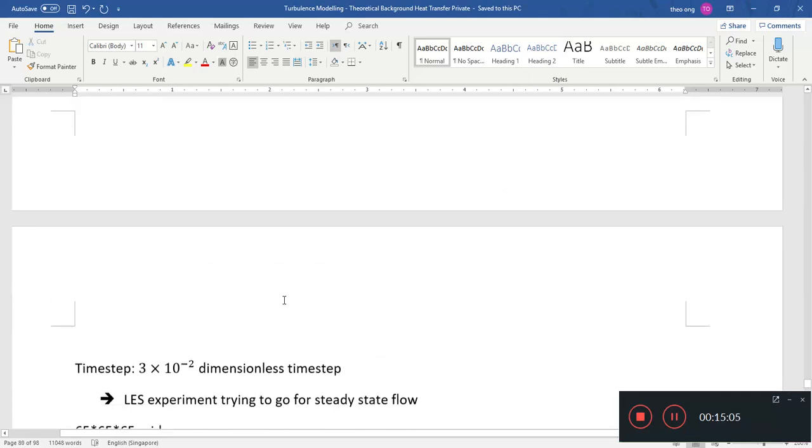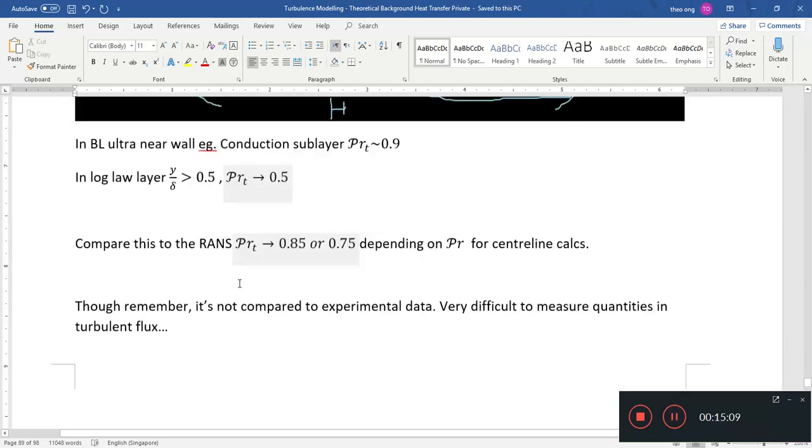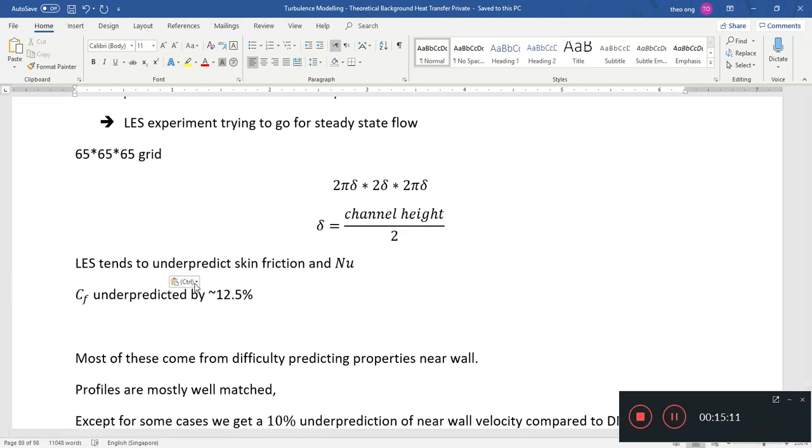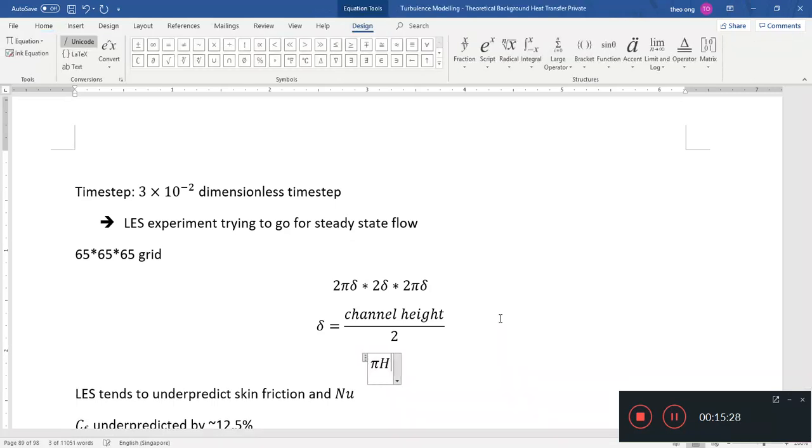Okay, so the setup, if you're interested, if you want to know how fine the grid is, it's a 65 by 65 grid over 2 pi delta. Delta is the channel height divided by 2. So 2 delta is the channel height, which is h. So it's pi times h times h times pi times h.